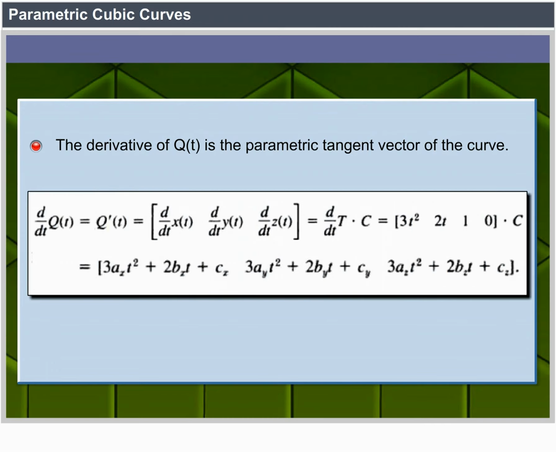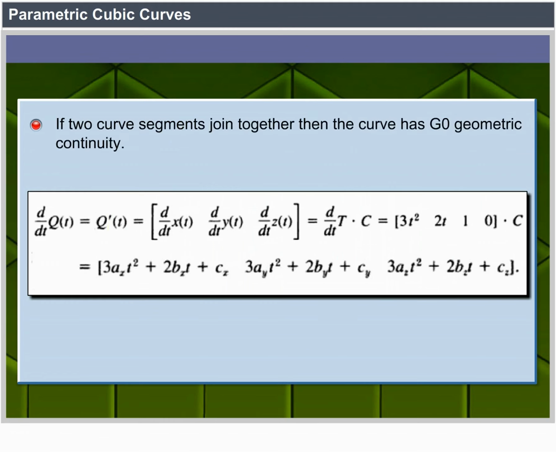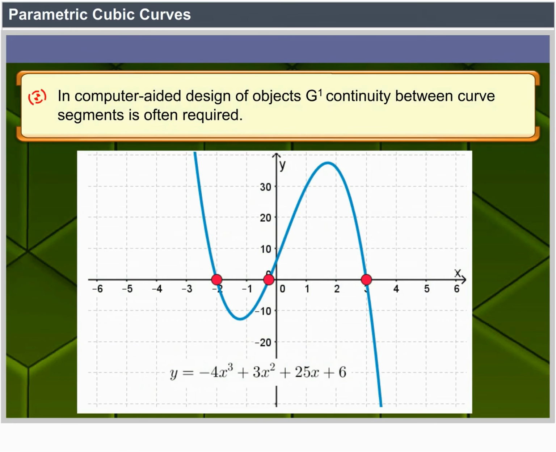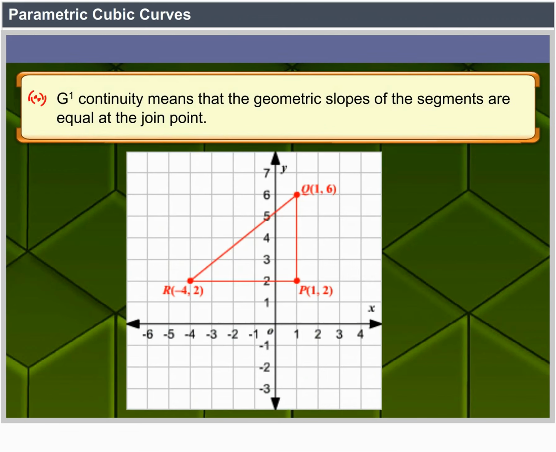If two curve segments join together, the curve has G0 geometric continuity. If the directions, but not necessarily the magnitudes, of the two segments' tangent vectors are equal at a join point, the curve has G1 geometric continuity. In computer-aided design of objects, G1 continuity between curve segments is often required. G1 continuity means that the geometric slopes of the segments are equal at the join point.